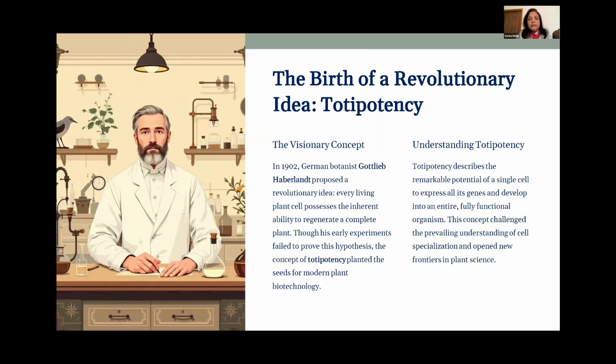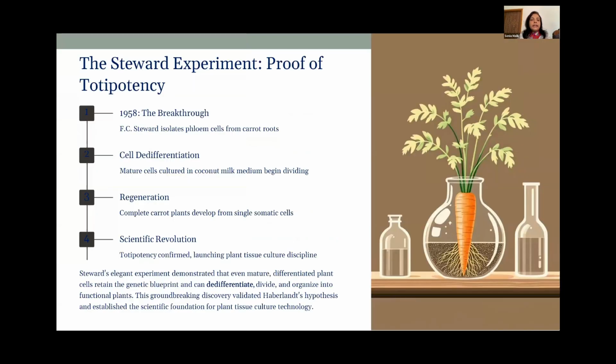And now the idea of totipotency was given by Haberlandt in 1902, and he proposed that all plant cells are totipotent. He is also known as the father of plant tissue culture. He was a German botanist. And further, Steward proved the concept of totipotency through his experiments by growing carrot cells. He made discs from the carrots and grew them on artificial media, and he was able to see that these carrot cells could regenerate into a full-fledged plant.